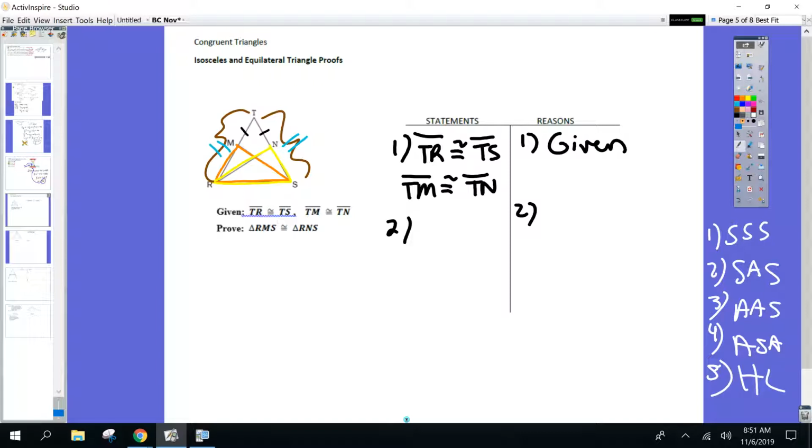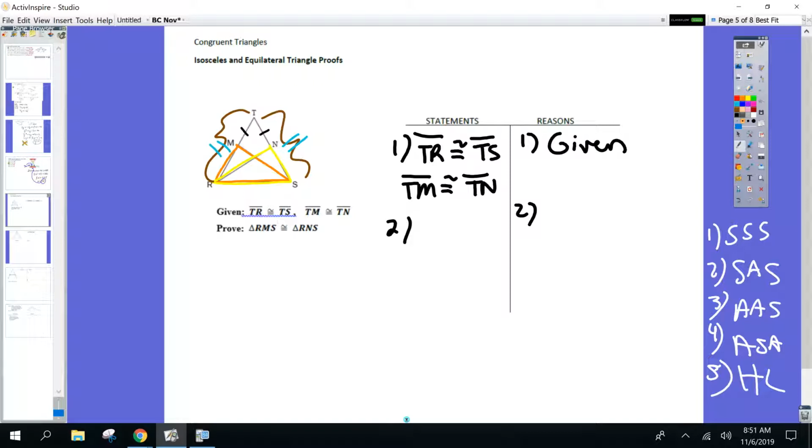I'm already going to eliminate one of them. It can't be HL because I don't have what here? No right angles, no right triangles. So that's out. So I'm down to these 4. All right. So I said to you, you have been given nothing. There's nothing there. You need to provide your own sides and own angles today.